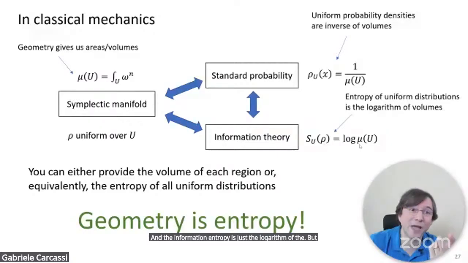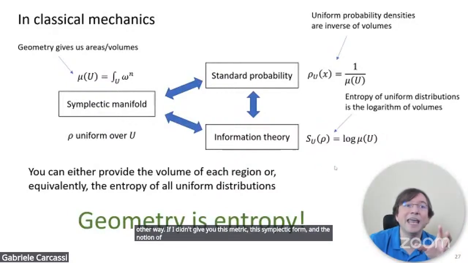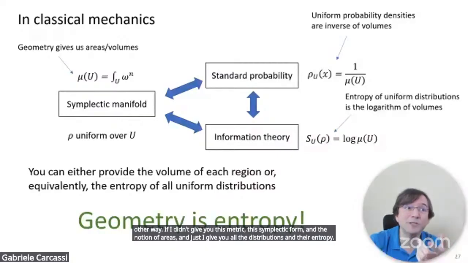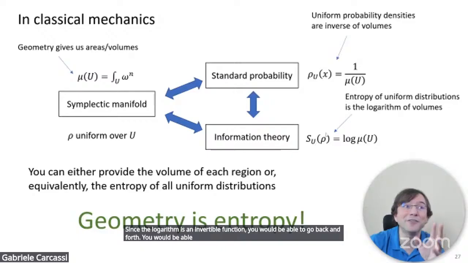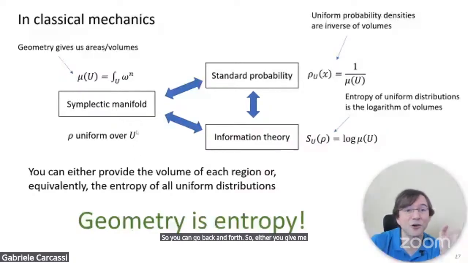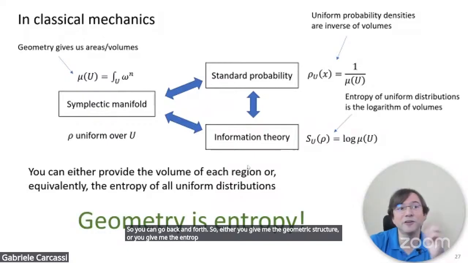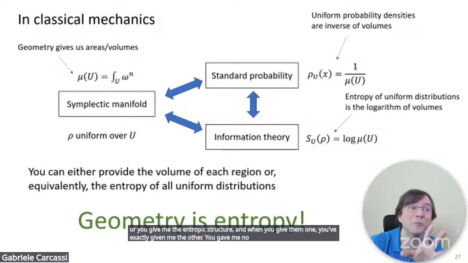But it works the other way. If I didn't give you this metric, this symplectic form, and the notion of areas, and I just give you all the distributions and their entropy, since the logarithm is an invertible function, you would be able to go back and forth. You would be able to say, okay, this distribution is uniform around this region. I look at the entropy, I do the exponential, and now I know the area. So you can go back and forth. So either you give me the geometric structure, or you give me the entropic structure, and when you give me one, you've exactly given me the other. You gave me no more information. You can go back and forth.